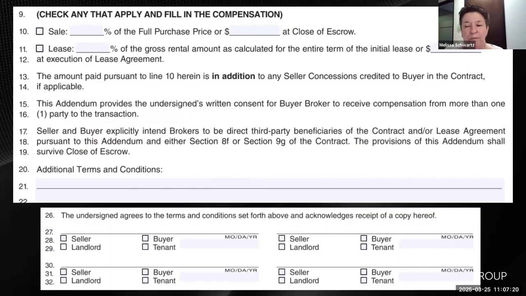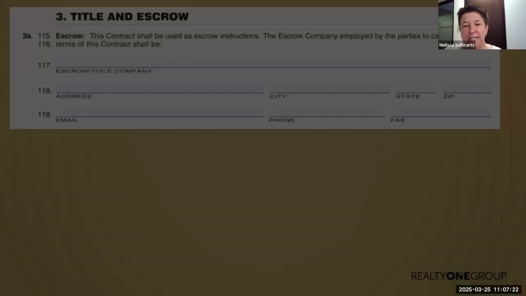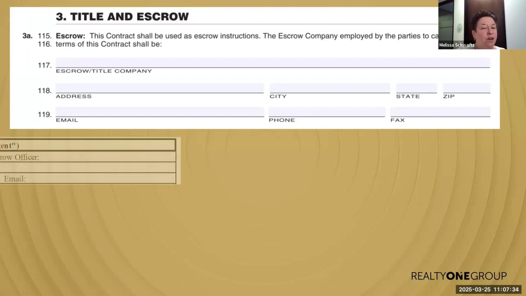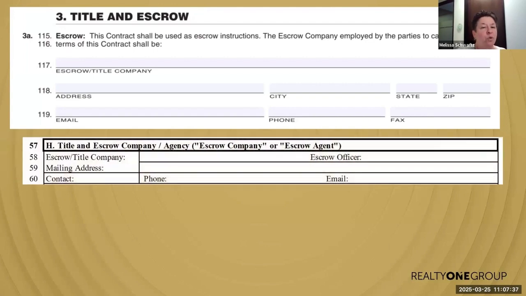So, let's see, title and escrow, trying to see what time we're on. Okay, we're pretty good here. So, okay, I'm still going. I'm doing good. I got a whole other section here. Okay. Thought I had that off. It's not gonna let me do that.